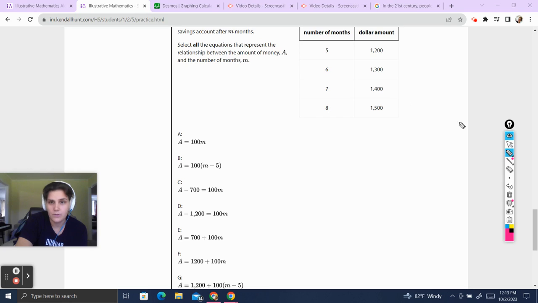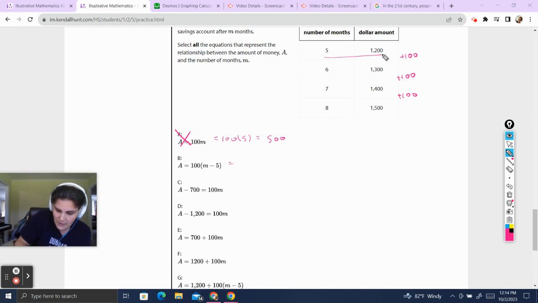After 7 months, there was $1,400. So quickly, I'm going to see a pattern. I see each month there's an additional $100. So that's just a pattern that I noticed, which is going to help me. So A is 100 times M. Well, at 5 months, this would be 100 times 5, which would be 500, and we have $1,200, so nope. A is equal to 100 times months minus 5.